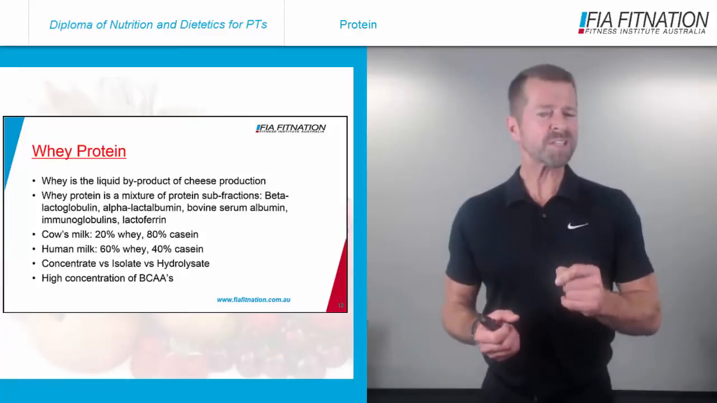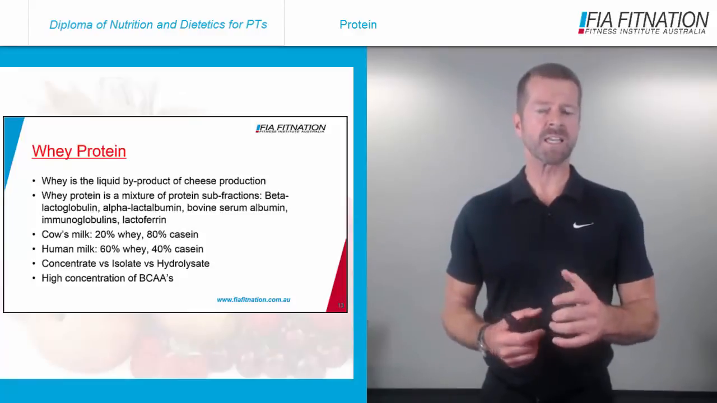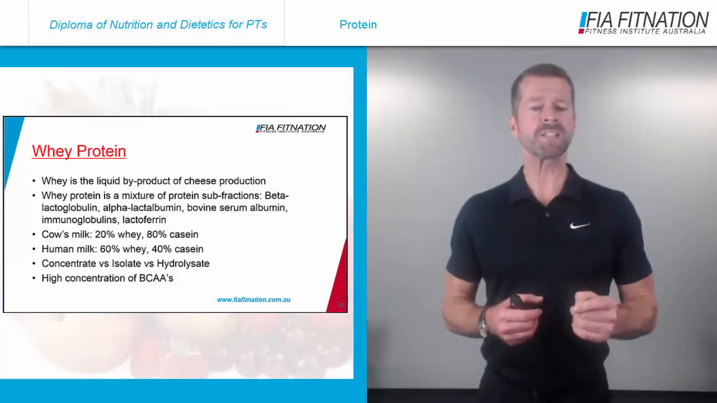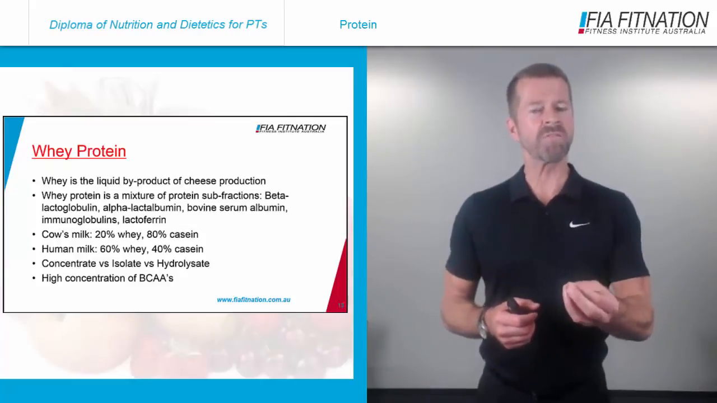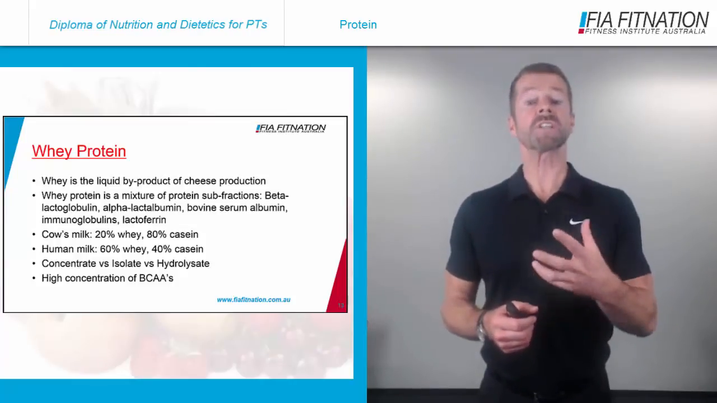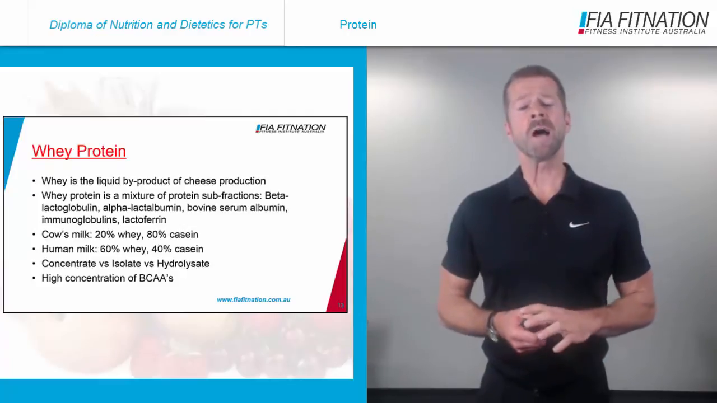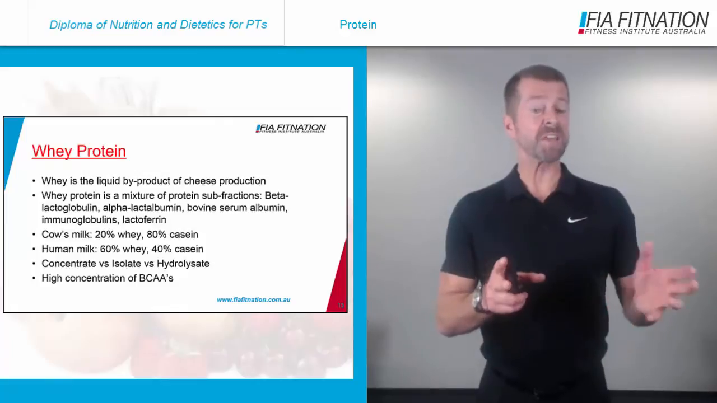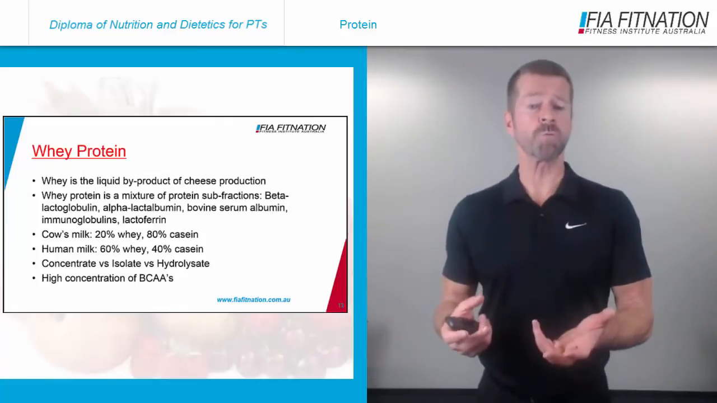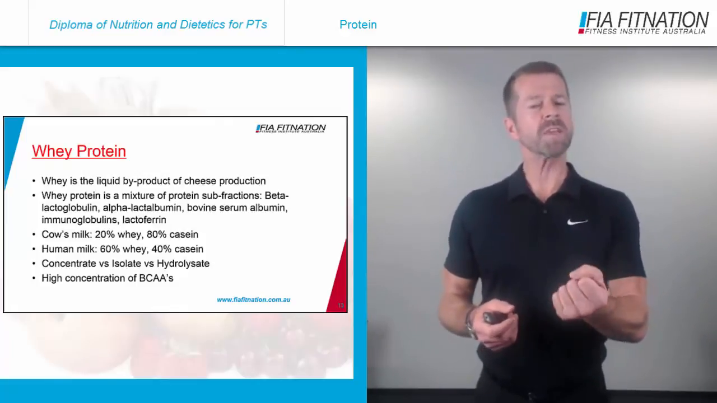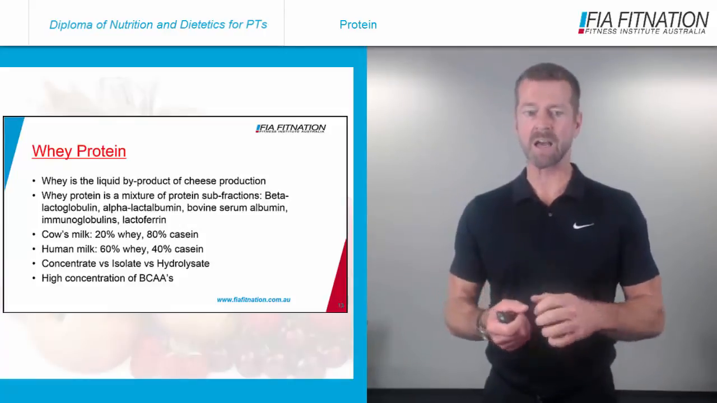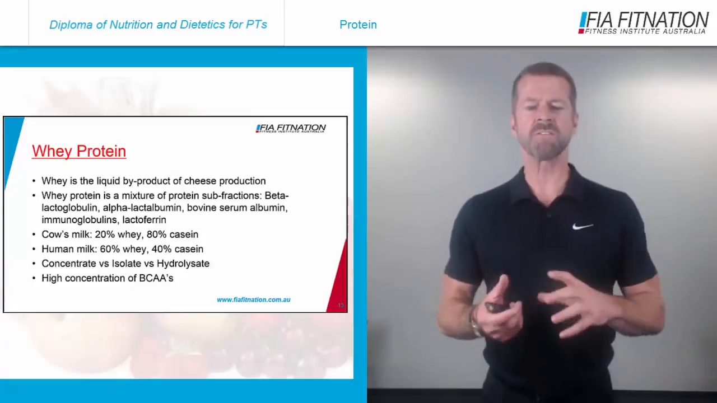The problem that some studies have found with isolate is that the processing to create the isolate actually breaks down some of these bioavailable substances which are essential to health. So for a long time, isolate was considered better than concentrate because it was higher in actual protein. But if you're losing some of these bioavailable substances, then you need to maybe reconsider, maybe a combination of concentrate versus isolate.